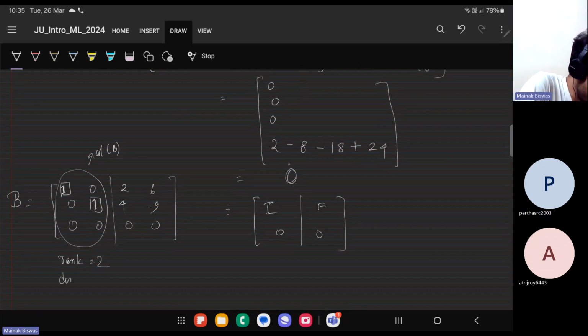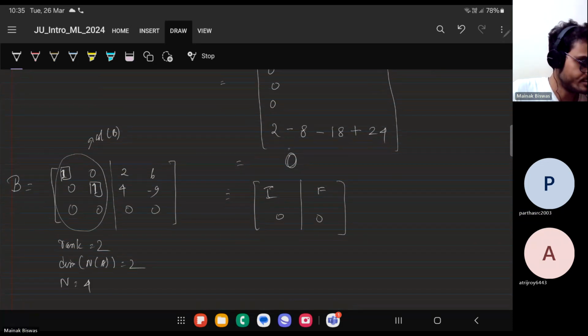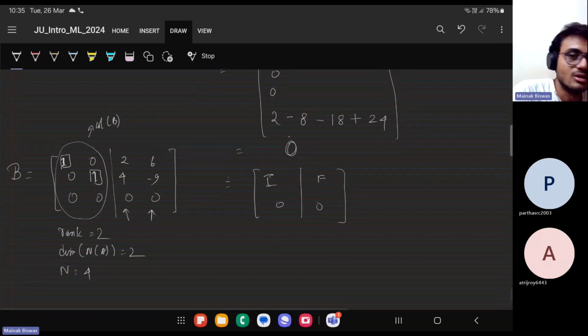What is the dimension of the null space? You should be able to tell me. It is 4 minus 2, so 2. No, not like that. These two are not the null space vectors, but they will help me get the null space vectors. So tell me, how will I get the null space of B?